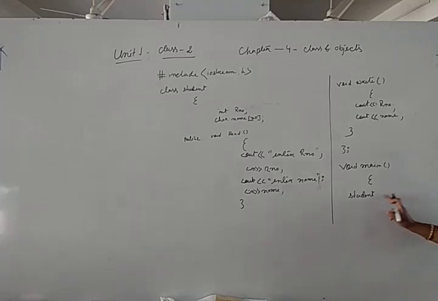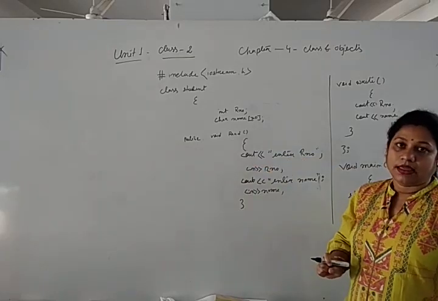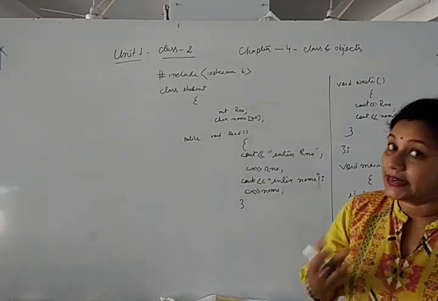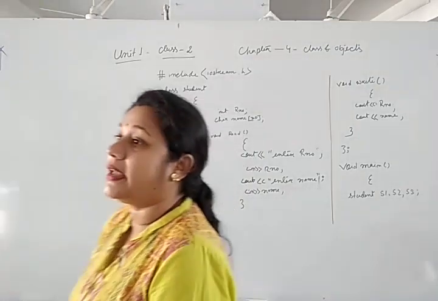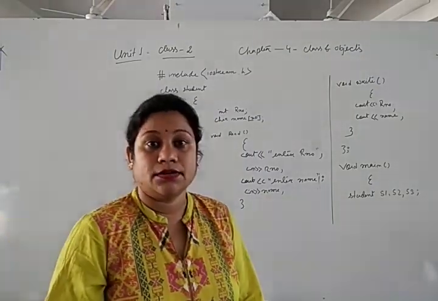Use the class name. After that you declare the object. Suppose student S1 comma S2 comma S3 semicolon. So look at here, student, I am declaring 3 objects of this class student. As I told you, after declaring the class you can create as many objects of that particular class.